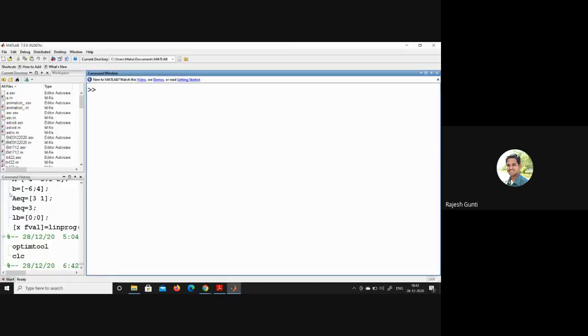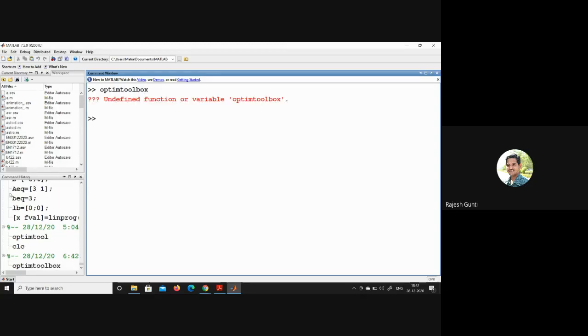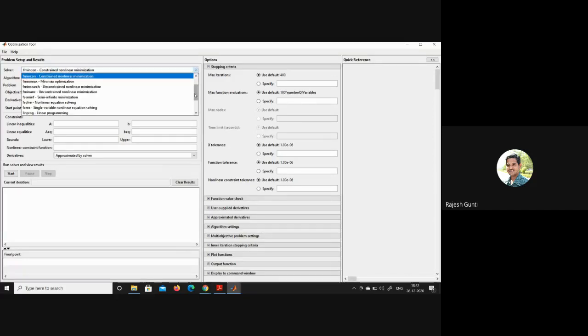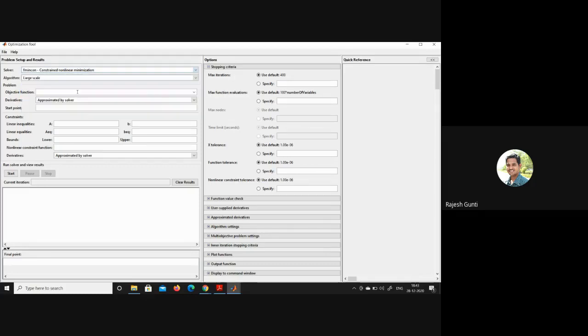The solver is fmincon. In the optimization toolbox, this is the first thing. The first one is fmincon only. Here fmincon is already there: constrained non-linear minimization, medium scale. So here we have to give the objective function, and for that we have to create an M file.